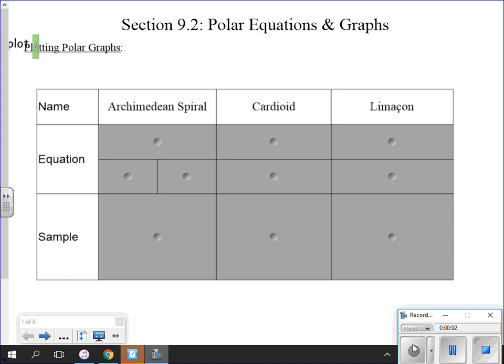Plotting polar graphs. Here's what you need to do.